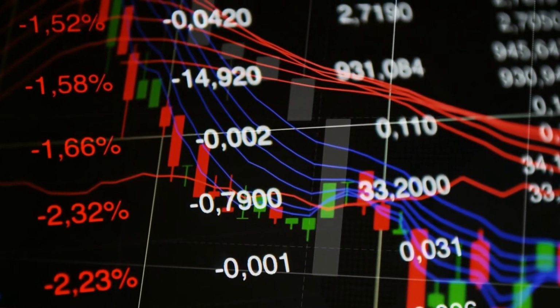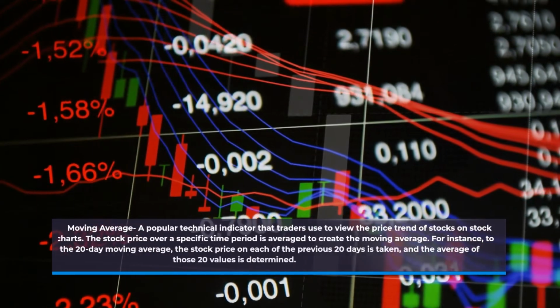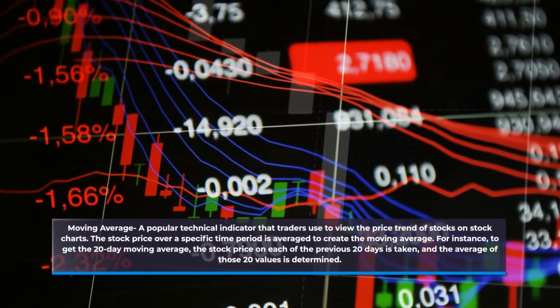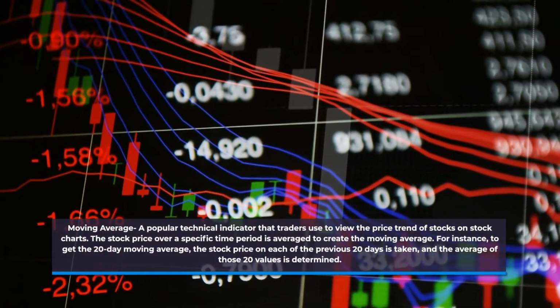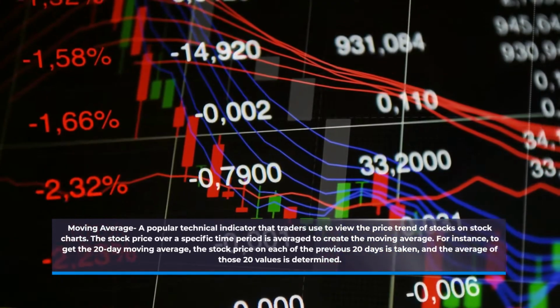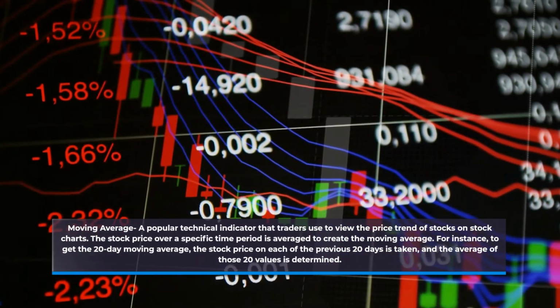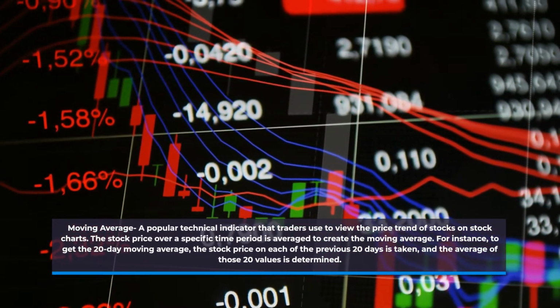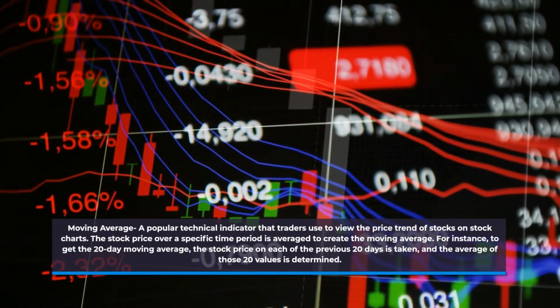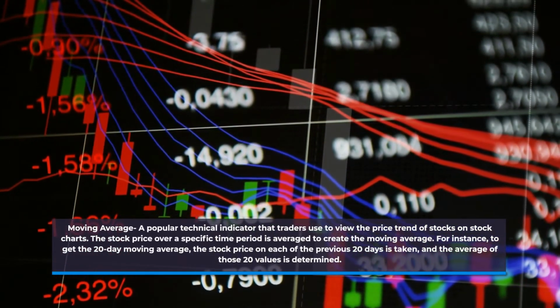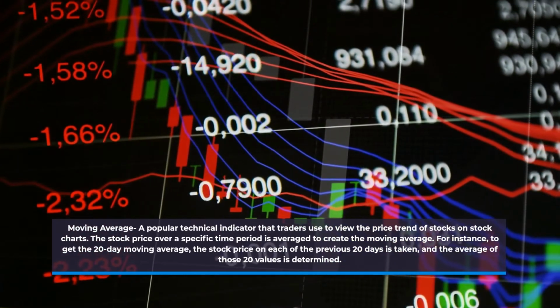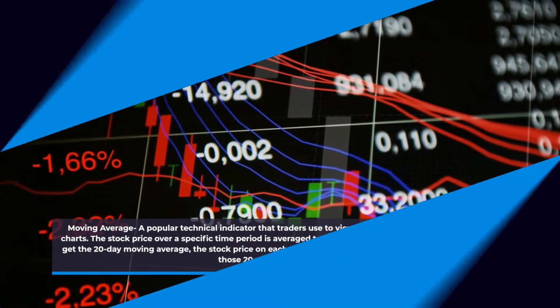Moving average. A popular technical indicator that traders use to view the price trend of stocks on stock charts. The stock price over a specific time period is averaged to create the moving average. For instance, to get the 20-day moving average, the stock price on each of the previous 20 days is taken, and the average of those 20 values is determined.